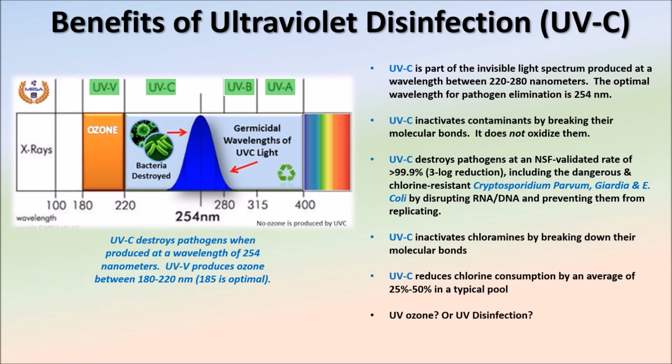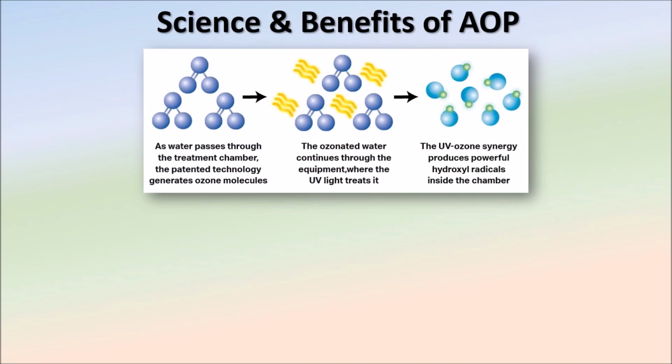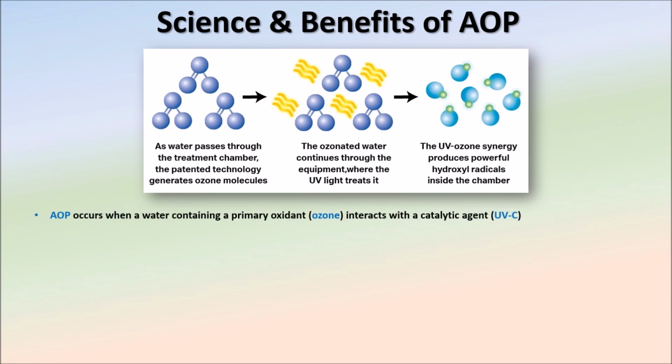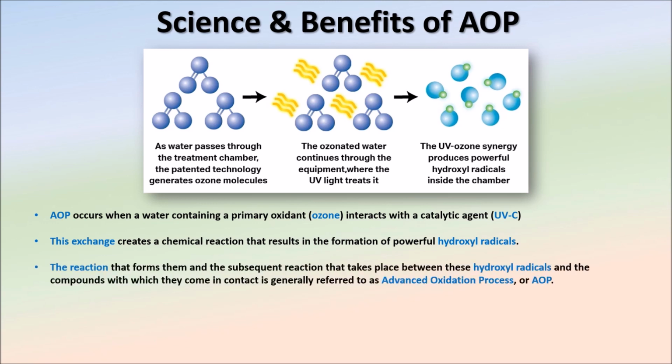of this video. So, what do ozone and UVC have to do with AOP, you may be asking yourself? The answer is, AOP is what occurs when a primary oxidant like ozone interacts with a catalytic agent like UVC. This exchange produces a chemical reaction that results in the formation of powerful hydroxyl radicals. The combined reaction of forming these hydroxyl radicals and the subsequent reaction that takes place between them and other compounds in the water is typically referred to as advanced oxidation process, also known as AOP.